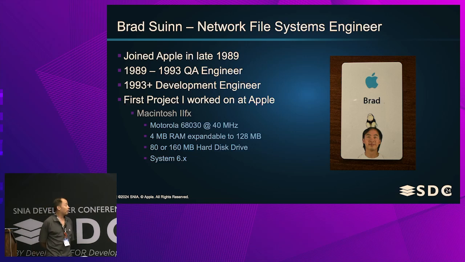So a little bit of my background. I'm a network file system engineer for Apple. I started back in late 1989. And I started as a QA engineer. That's why I'm so good at finding bugs. I switched over to development engineer, and they promptly took all the bugs that I found and assigned it to me to fix.